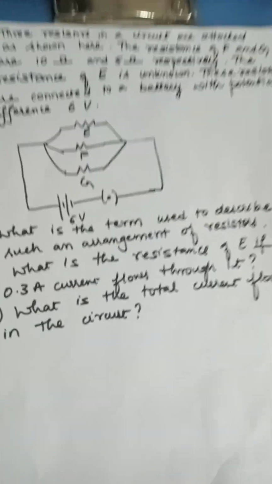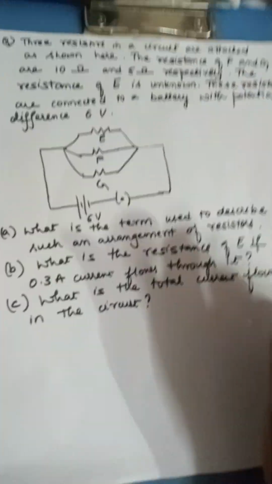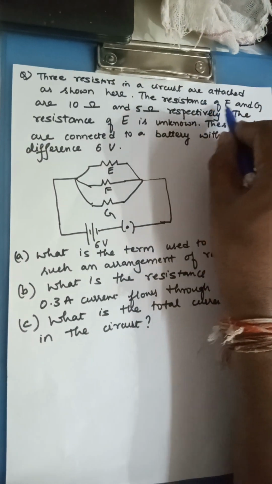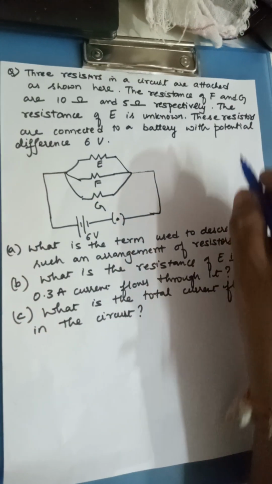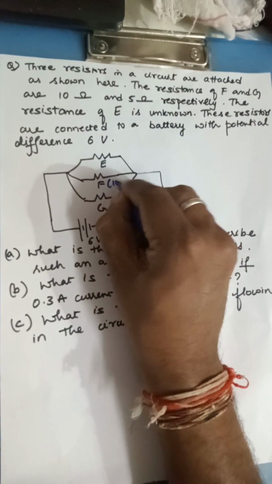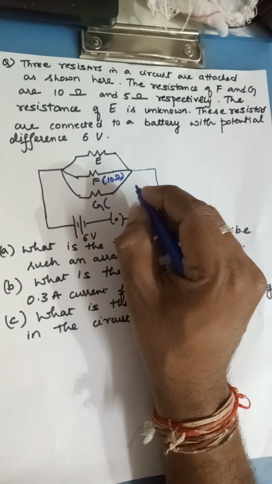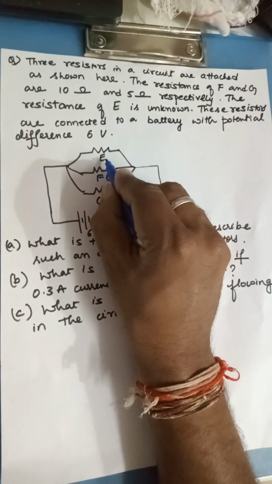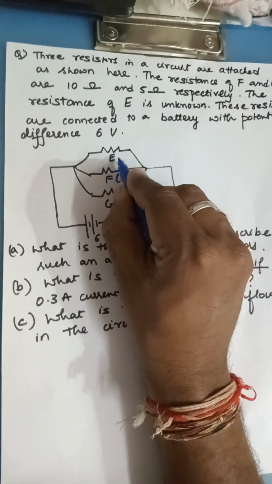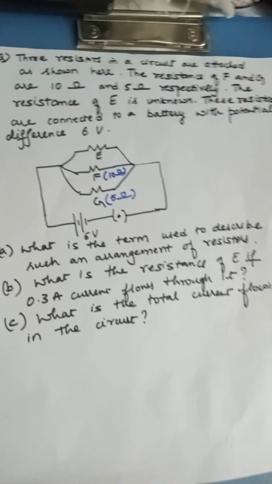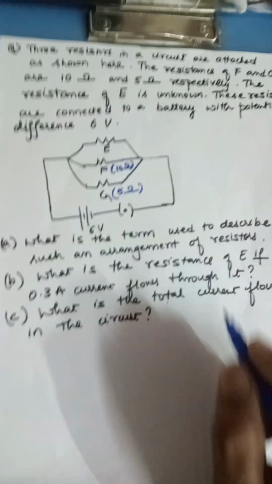Now let's get back to the problem. Here there are three resistors which are connected in this way. They are attached as shown here. He says the resistance of F and G are 10 ohms and 5 ohms respectively. It means that the resistance of resistor F is 10 ohms and the resistance of resistor G is 5 ohms. The resistance of this resistor E is unknown to us, therefore I am not writing it, it is not given to us. These resistors are connected to a battery whose potential difference is 6 volts.